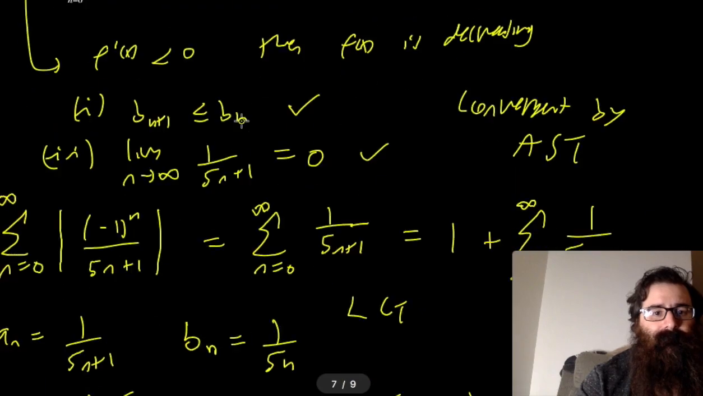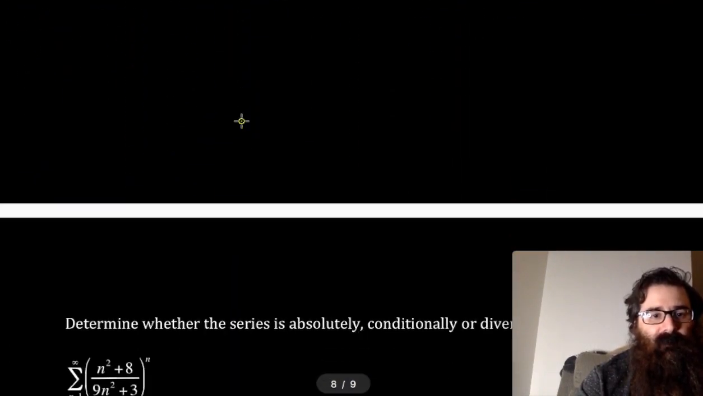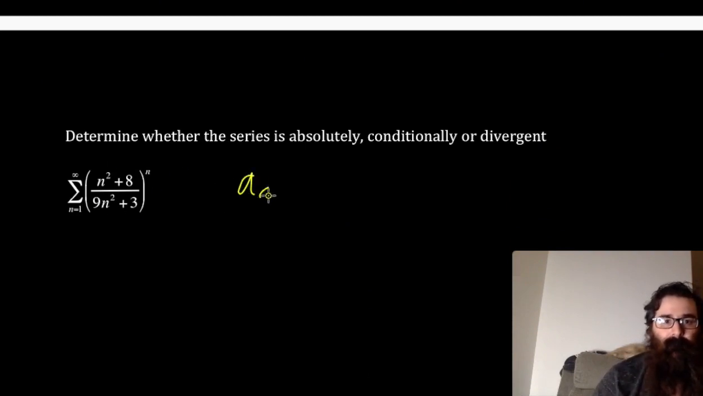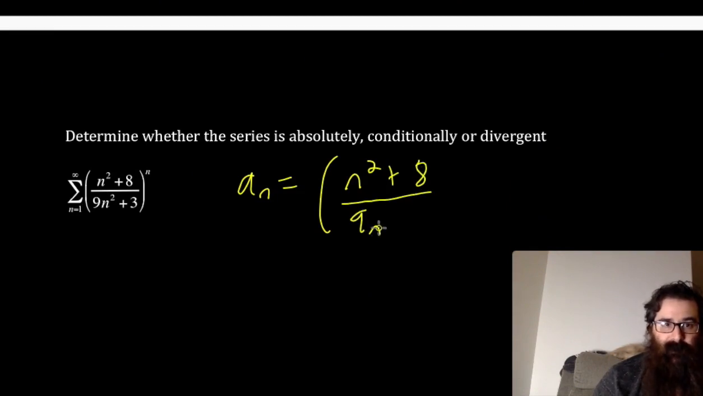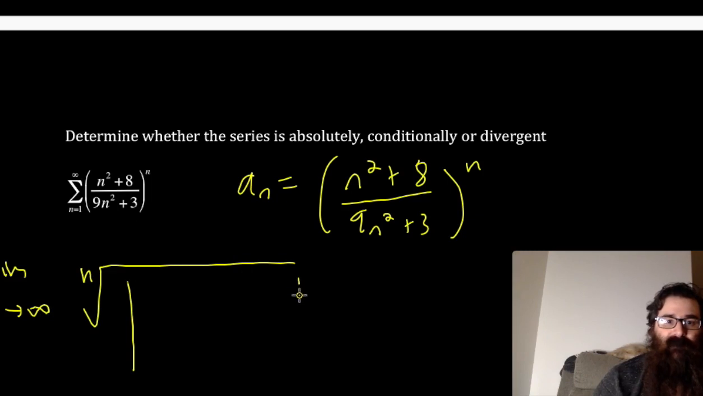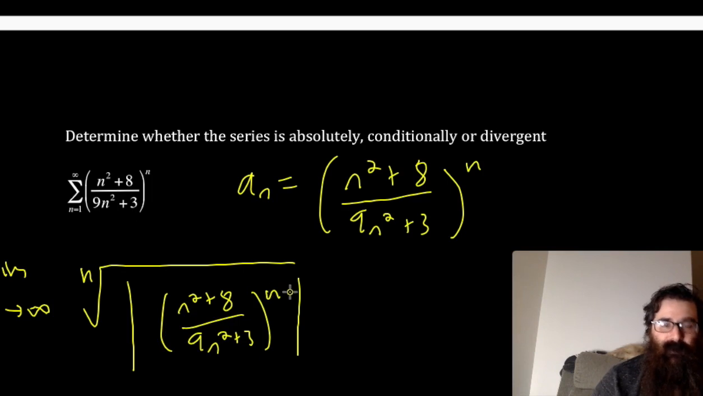So let's take a look at this. Let's take a look at an example of the root test and see what that's all about. So what I'm staring at, my generating term is a sub n. That's n squared plus 8, all divided by 9n squared plus 3, and that's all to the power of n. And I want to look at the limit as n goes to infinity of the nth root of the absolute value of a sub n. So I want to take a sub n and throw that inside my absolute value. So that's my n squared plus 8 divided by 9n squared plus 3, all to the power of n.